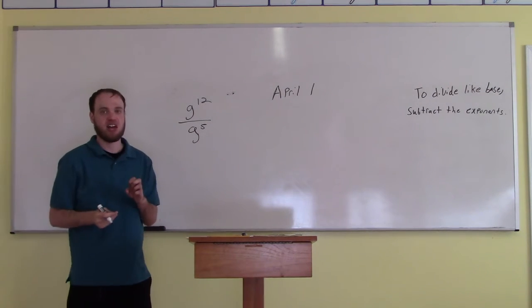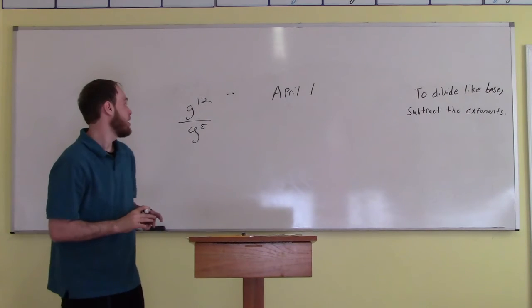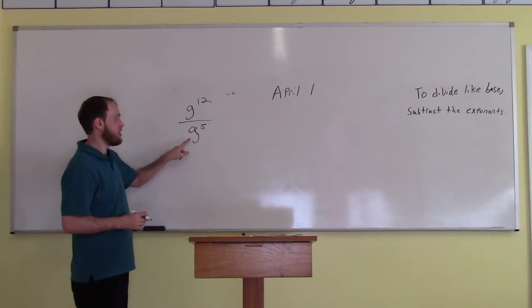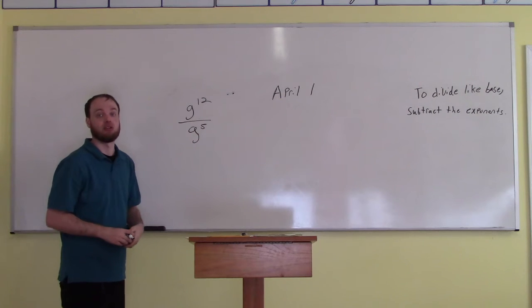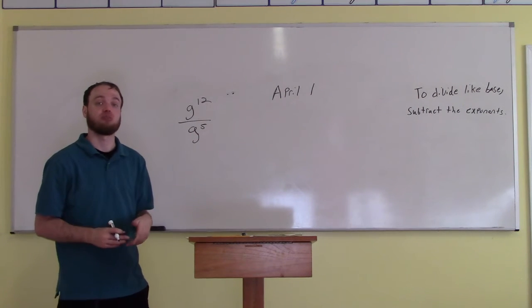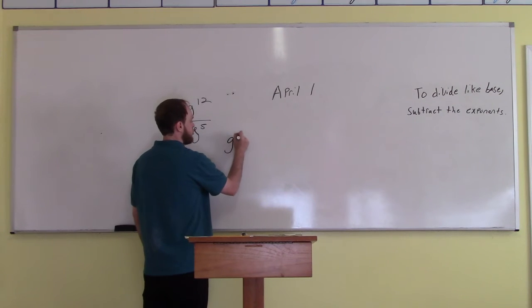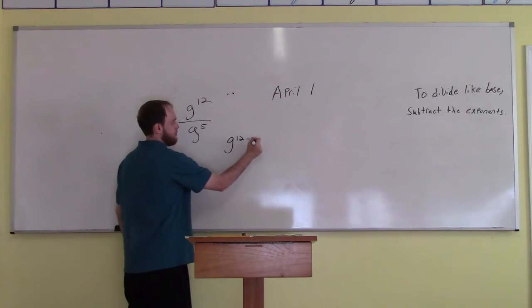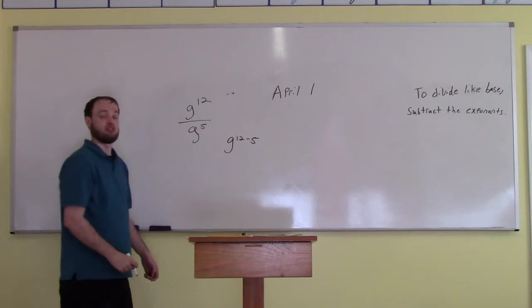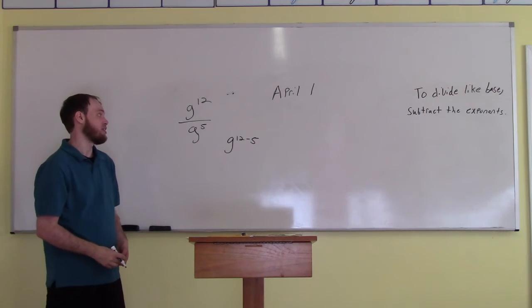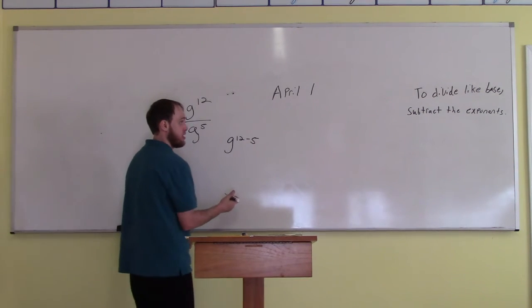Okay? First check is to see if they're the same base. And so we have a g and we have a g. So they're the same base. So we're dividing, and that means we're just going to subtract the exponents. I'm going to do g to the 12 minus 5. So you're just going to subtract your exponents, and 12 minus 5 would be g to the 7th.